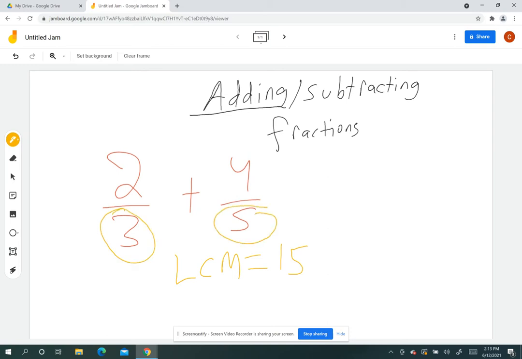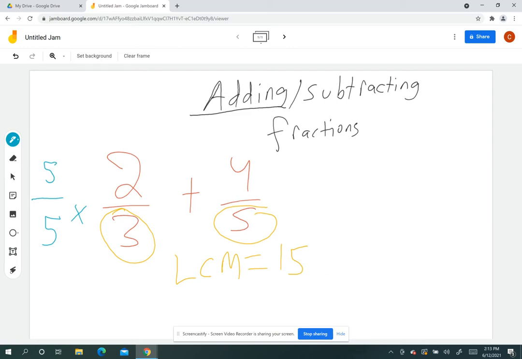How would I do that? That's a very good question. What I would do is multiply. I would take 3 and multiply by 5, so that 3 times 5 gives me 15. But I can't multiply the denominator of the fraction by 5 if I also don't multiply the numerator by 5. A simpler way to think about that is what I do to the bottom, I must do to the top.